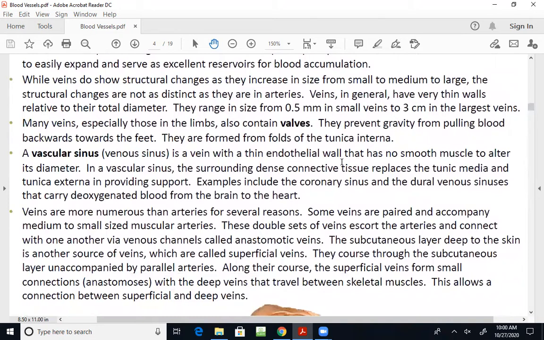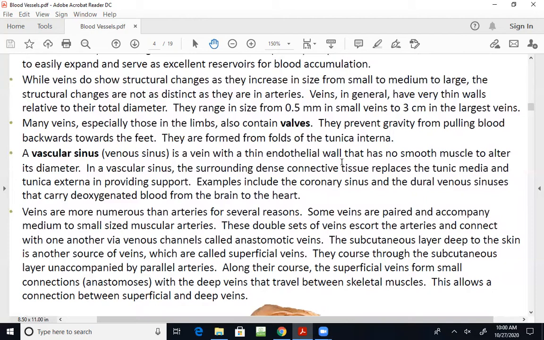Now, we saw that there were three different categories as far as size goes for arteries, and we learned that there's three different types of capillaries. We don't really have these different categories for veins other than those two venules we just talked about. Veins do increase in size from small to medium to large, but their structural changes are just not as distinct. So we don't have these groupings like we do with the arteries.